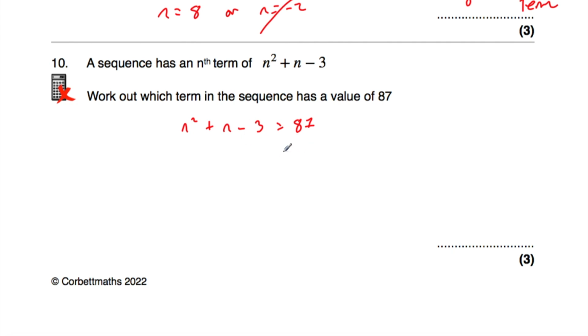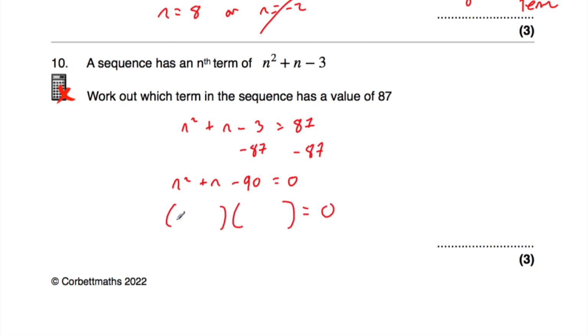So what we'll do is we're going to subtract 87 from both sides, because we want the right hand side of this equation to equal 0. So if we take away 87 from both sides, we'll get n squared plus n, and then we've got minus 3 subtract 87, so that'll be minus 90, and that will be equal to 0, because 87 take away 87 is 0. So we've now got our quadratic equals 0. We can factorize, so we'll factorize this and see what we get.